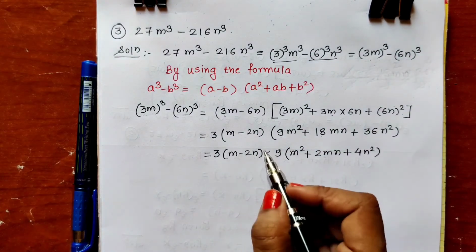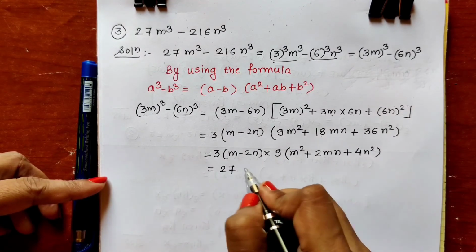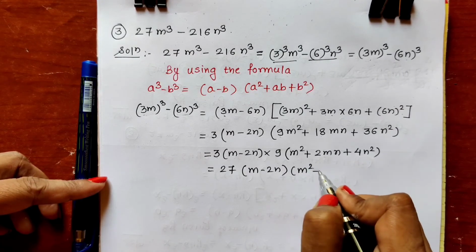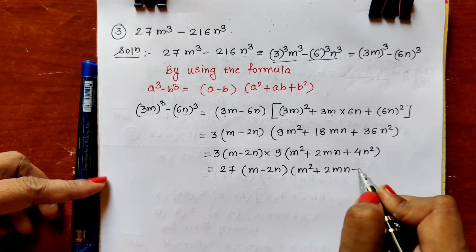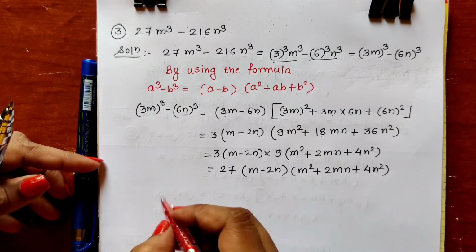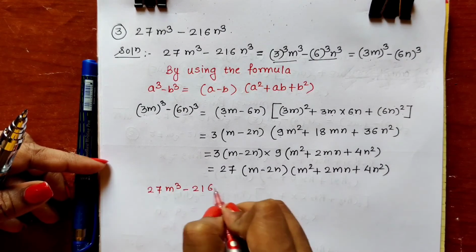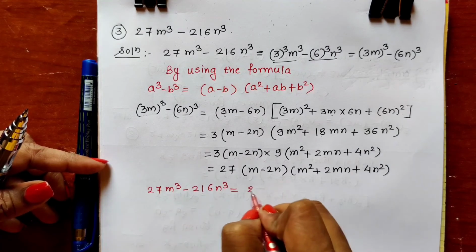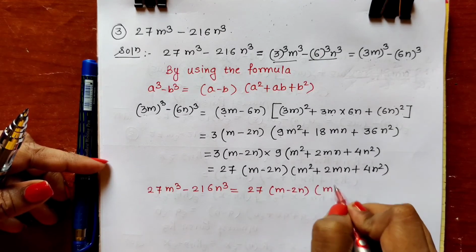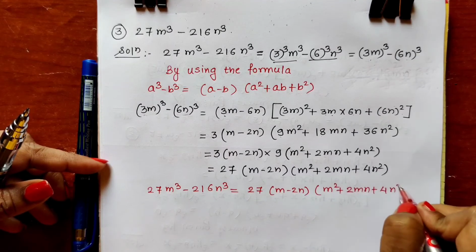Now as multiplication is there, we can multiply 3 and 9. 3 9s are 27, and then we can write these two brackets, m minus 2n, m square plus 2mn plus 4n square. So in this way we have got these factors of 27m cube minus 216n cube is equal to 27 into m minus 2n into m square plus 2mn plus 4n square.